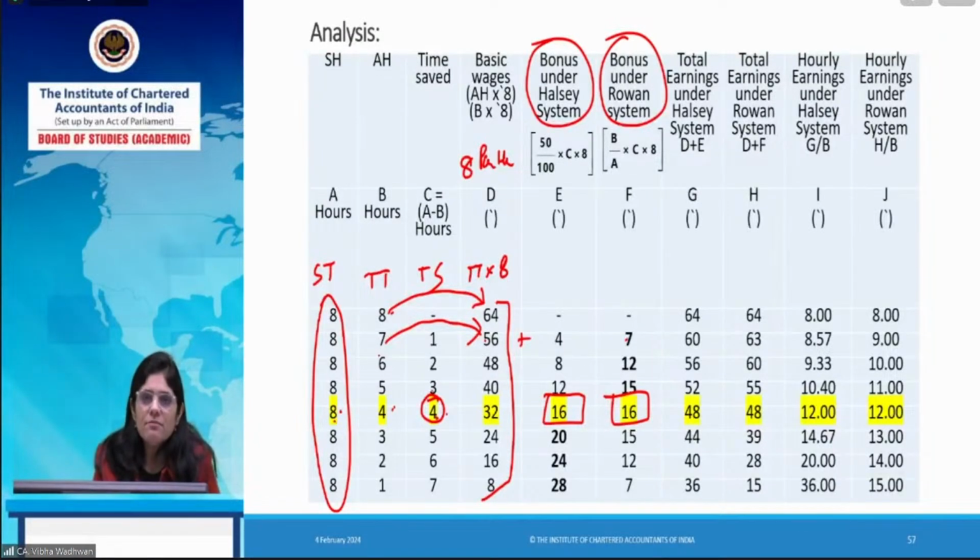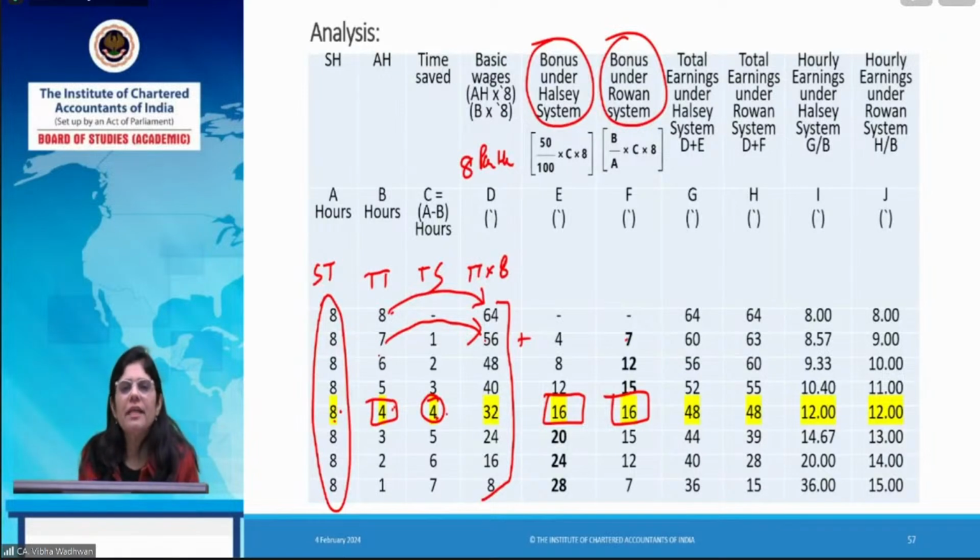When the time saved is 50%, or you can say when time taken is 50%, either way you can understand. When time taken is 50% of the time allowed, the premium bonus under Halsey and Rowan will be equal. So it's an indifference point. So if you take 50% of the time allowed, whichever method you take, earnings will be equal.